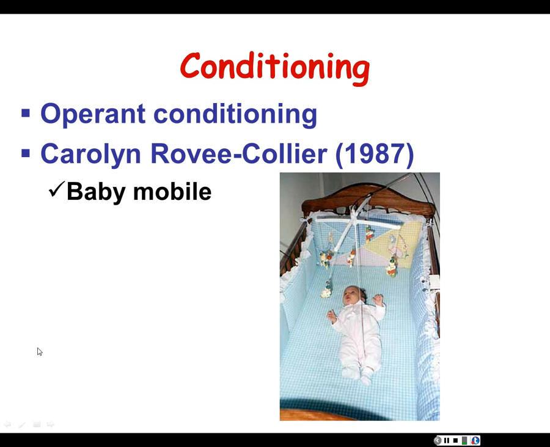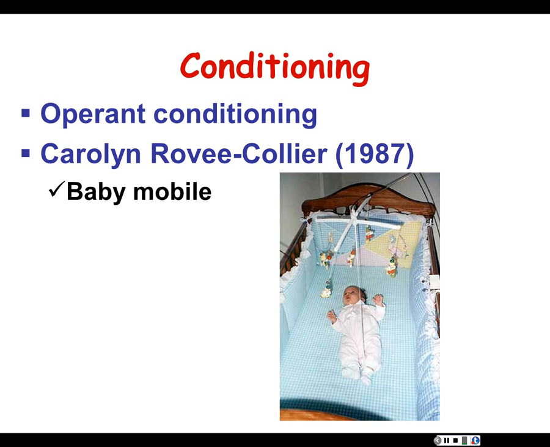Rovee-Collier did this classic study of the baby mobile. They tie a ribbon around the baby's ankle, and that makes the mobile move when she reflexively bounces her leg. They conditioned her over several days, over the course of a couple weeks. But then they stopped doing it. The baby kept trying to kick her leg, and she's not getting a reaction. So we'd say there's no secondary or tertiary reaction because she can't reach the mobile. So she stops kicking her leg with any kind of intention. So the researcher says, oh, well, she's forgotten.